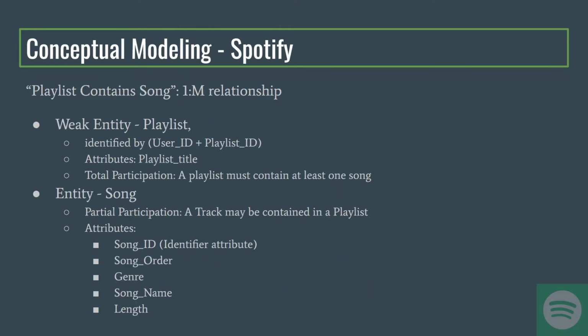In the relationship, playlist contains song as a one-to-many relationship. Playlist as a weak entity is identified by user ID and playlist ID. Song entity has identifier attribute song ID and the normal attributes song order, song name, genre, and length. Also, a total participation constraint in the playlist entity means a playlist must contain one or more songs, and partial participation constraint in the song side means a song may be contained in a playlist.